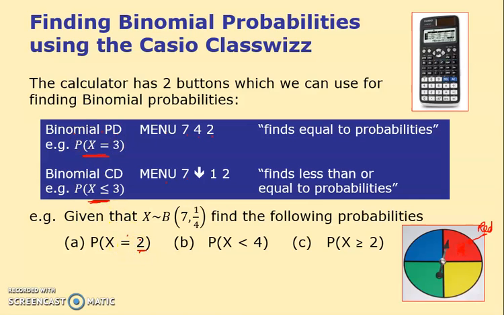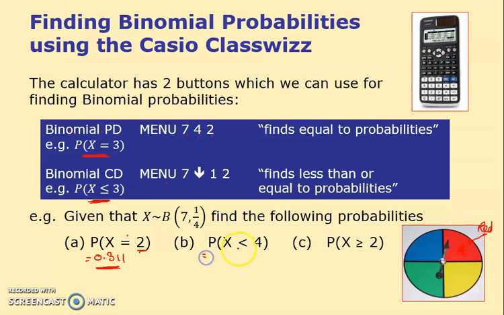What's your n value? Well, that's 7. And what's your p value? Well, that's a quarter. Just type in 1 divided by 4, and it comes out as 0.25. Now, when I press equals again, I've got my probability. It says 0.311. And I don't need to show any working out. I just need to get my right answer.